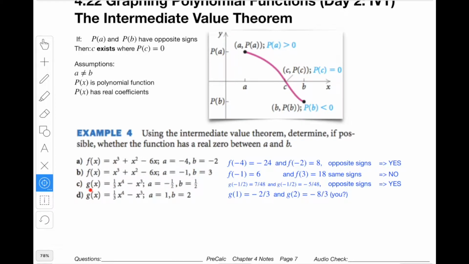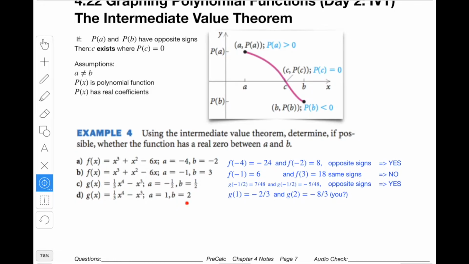Part C, you've got this different function, g of x. Well, if you plug in g of negative 1/2 and g of positive 1/2, oh, that should be a positive, then yeah, you do get opposite signs. This one's positive and this one's negative. And so yes, c is guaranteed to exist somewhere in between a and b.